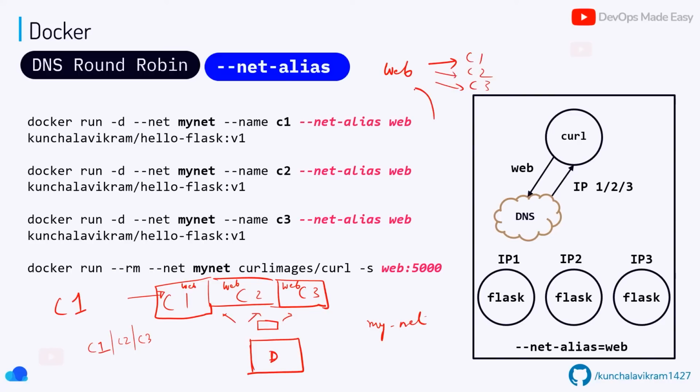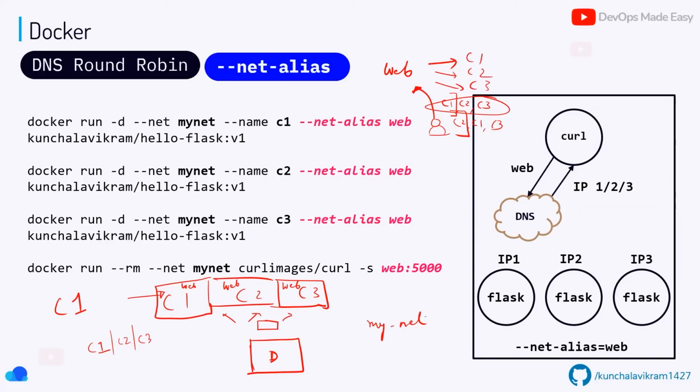So if I'm reaching web, my client or whatever service is talking to web will get the IP addresses of all three machines, and the client can choose which one it needs to talk to. Ideally it will take the first one. Next time when you talk to web, the responses are jumbled, so this time you're talking to C2. Got it?